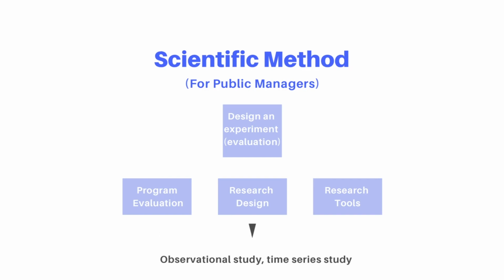Then you will decide what type of research design you want to use to gather the data for your evaluation. Are you going to run an observational study, a randomized control trial, gather time series data? Next, you need to design the tools needed to run the evaluation and gather the data. Are you going to build a survey, run focus groups, or conduct semi-structured interviews?